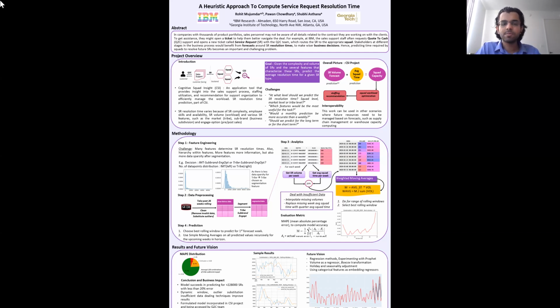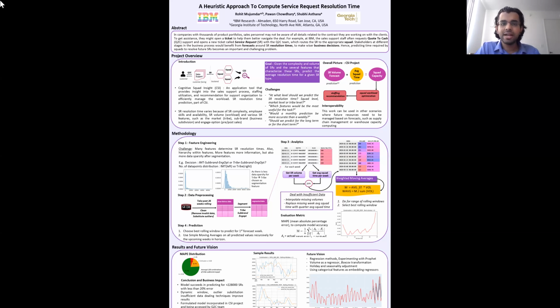The third step involves performing analytics on the segmented data. We group each data subset to get the average volume of SRs per week and the average SR time per week. In doing so, we deal with insufficient data in 2 ways. For missing volumes, we use interpolation and replace the missing volumes with their nearest neighbor volumes. On the other hand, we replace missing weekly average SR times with the quarterly average SR time.